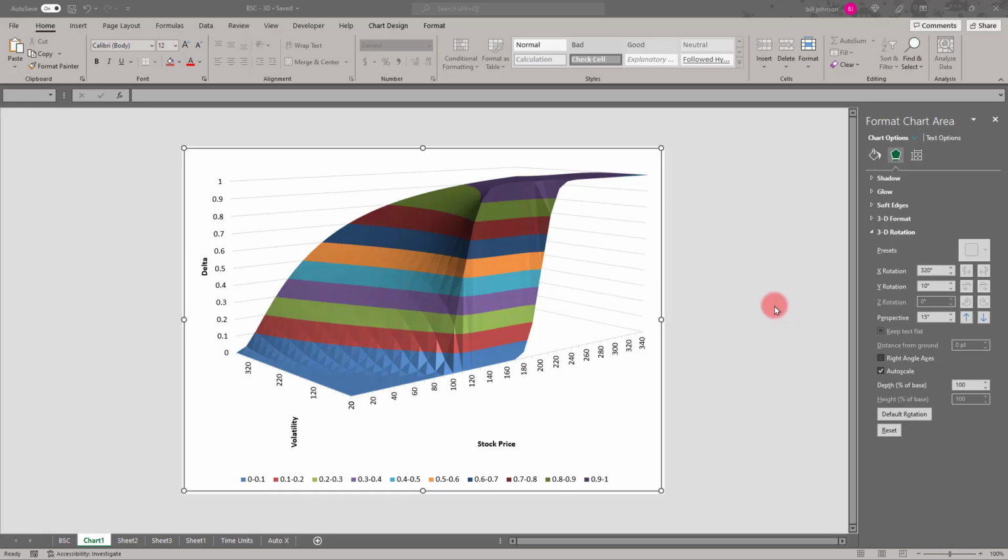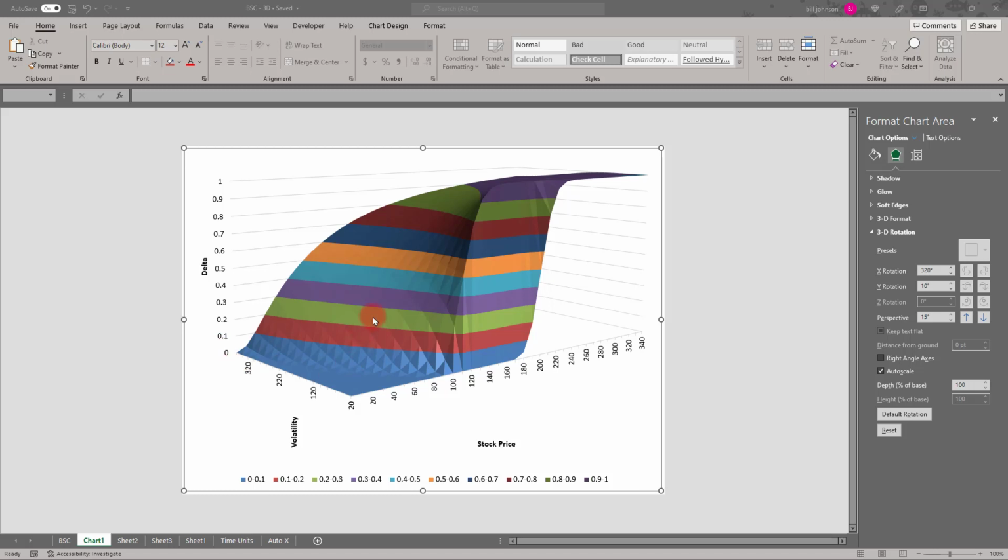All right, so this is our 3D model in Excel, and we are looking at stock price versus volatility and the resulting deltas. So the way that you read this, we have stock prices on this axis ranging from 20 to 340. Going this direction, we have volatility going from 20 to 320. And on the vertical axis, we have deltas ranging from 0 to 1.